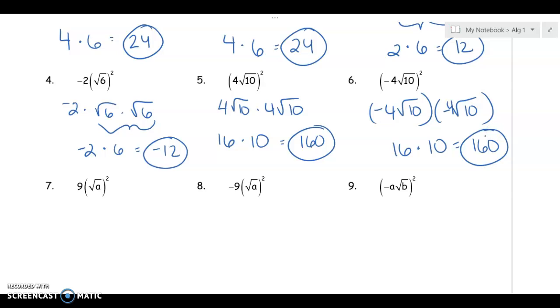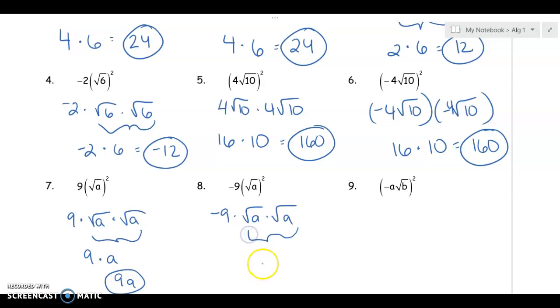For number 7, you've got square root of a that's being multiplied by itself, and then the 9 is just kind of out in front. Any square root times itself is going to be that number or letter in this case. So square root of a times square root of a is a, times 9, or just 9a. This one you got negative 9. You got square root of a times square root of a. Once again, square root of a times square root of a is a, times negative 9, you just get negative 9a.